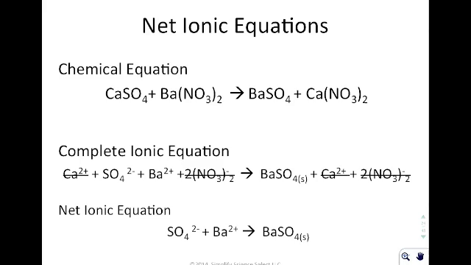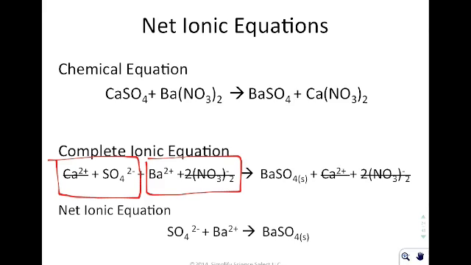So generally we write a reaction like calcium sulfate plus barium nitrate. And everybody looks at that, we know what this is, we can look at the equation and understand it generally. But we need to look at it in terms of the ions. Remember, when you put calcium sulfate in water, it's not really calcium sulfate anymore. It's calcium ions and sulfate ions. It's not really barium nitrate. It's barium ions and nitrate ions when you put them in water.